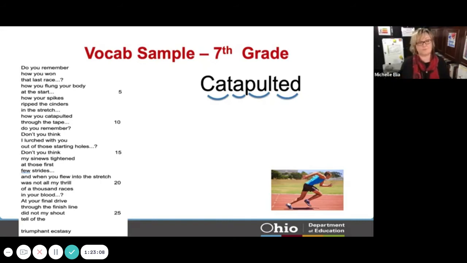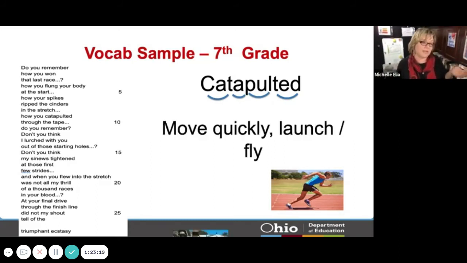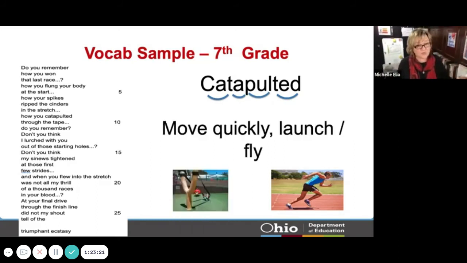And then I also, in addition to having my students gesture for catapulted and catapult, I also want to have pictures, and we call this dual coding. So we have an image that goes with it and a gesture that goes with it. The gesture is called a kineme, and then we also have the dual coding through the picture.